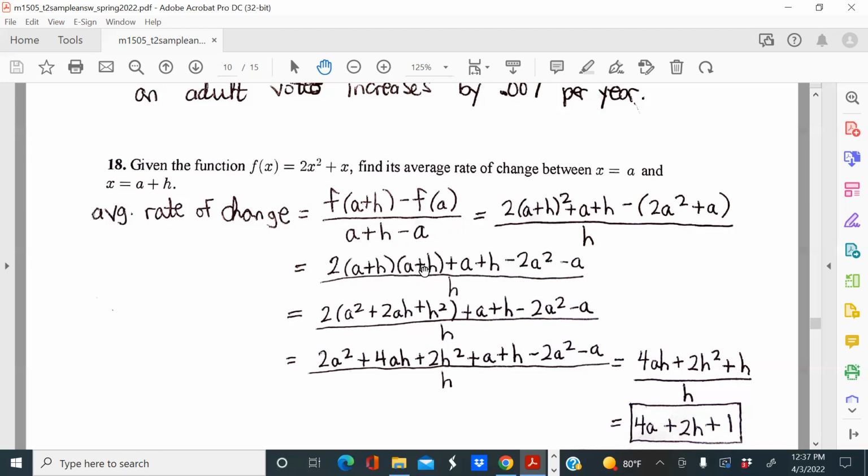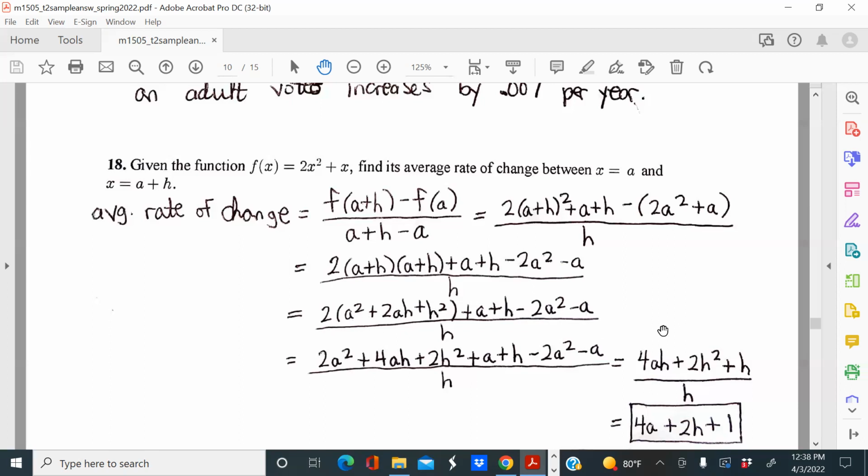So be sure you multiply these parentheses properly, right? Get a times a, that's a squared. You get a times h, and then you get h times a, which is the same as a times h. So you're going to get a times h twice. So that's why we get this middle term, 2ah, and then h times h is h squared. Don't forget you're multiplying all of this by 2. So I'm going to put this product inside of parentheses, because all of that has to ultimately be multiplied by the 2. And then, of course, we still have the plus a plus h minus 2a squared minus a.